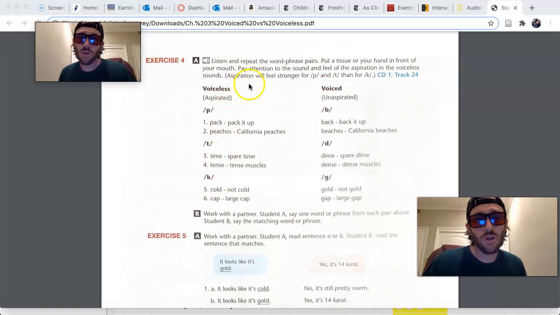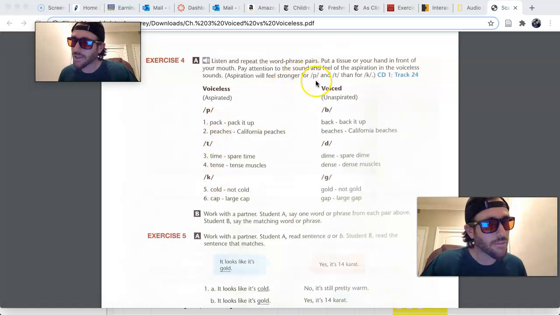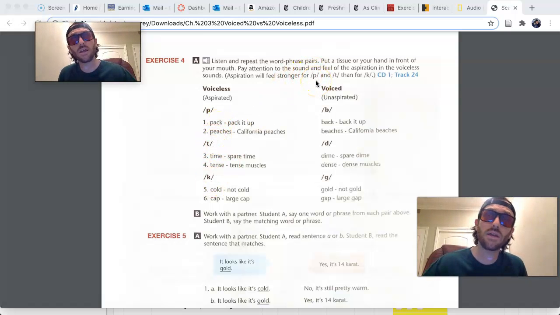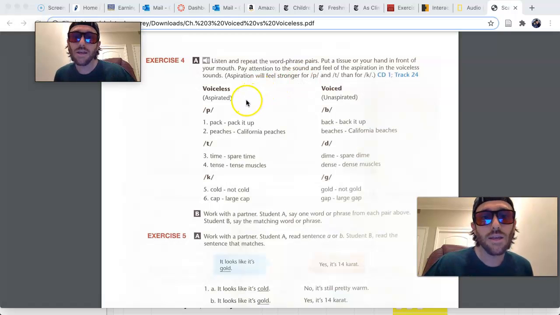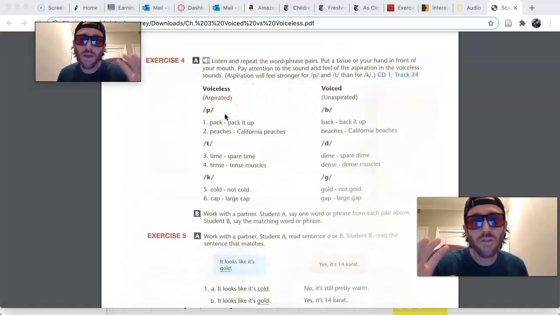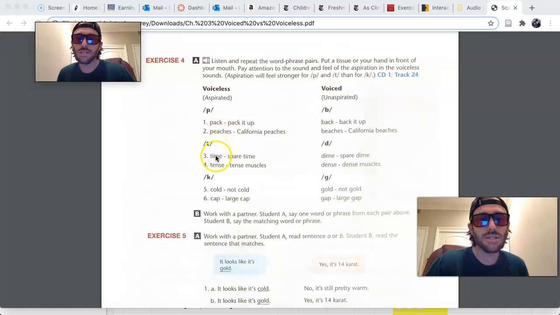Now some consonants, remember, aspiration is going to feel stronger for P than it will for T and K. Keep that in mind. So if you're like, am I doing it right? Yes, you're doing it right, if P has more breath, more air coming out than T and K.